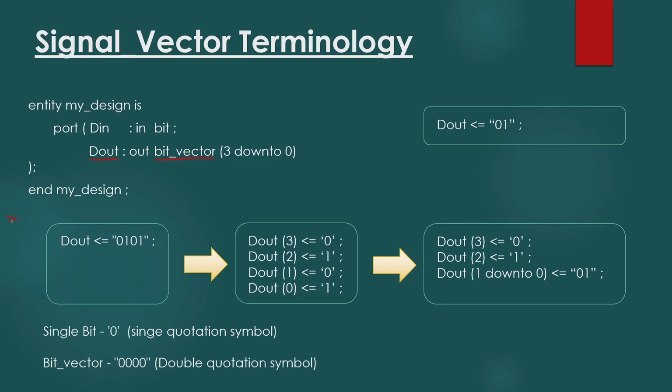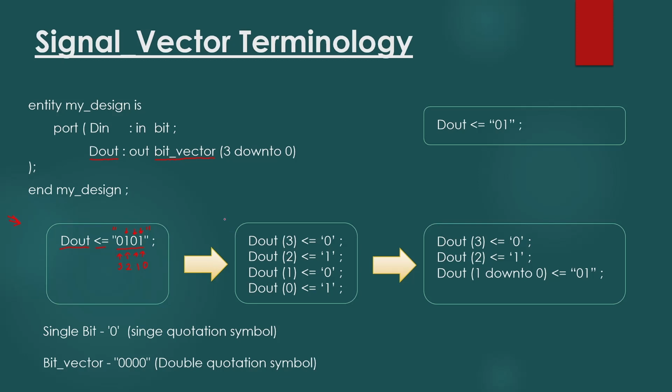In the first example, we wrote D out gets a value of 0 1 0 1. Note that we use double quotes because it has more than one index. Because D out is a vector in which indexing is 3 down to 0, the first assignment will be in D out index 3, which is 0. Next, D out index 2 will get value 1, then D out index 1 will get 0, and last D out index 0 will get value 1.